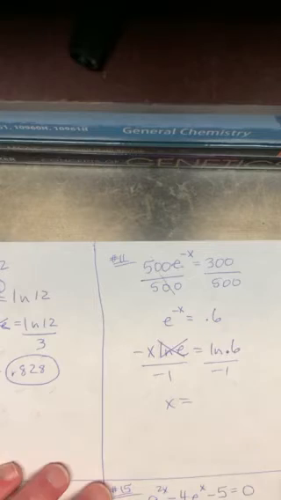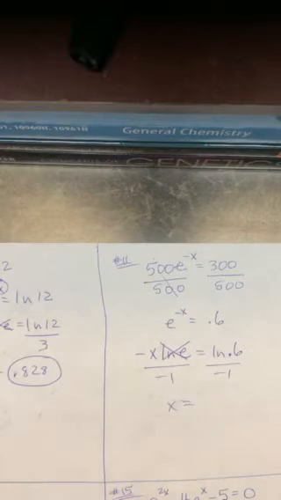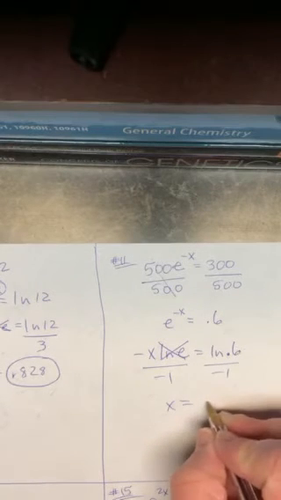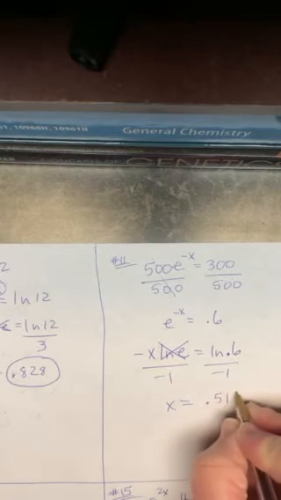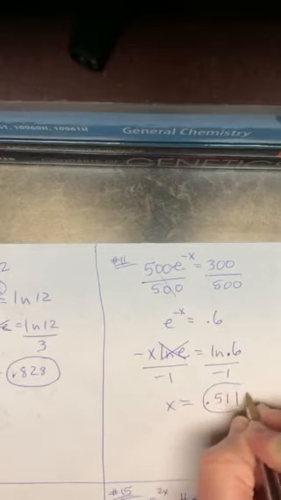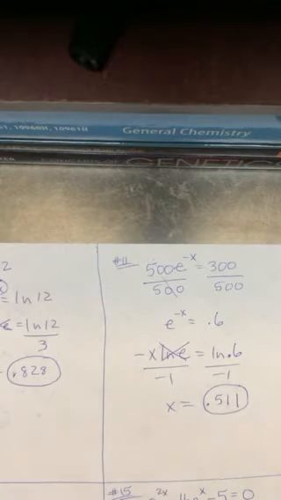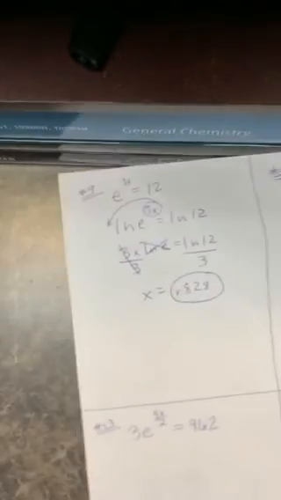And x would be, okay, again, I'm going to hit ln 0.6. I'm going to hit enter. And then divided by negative 1, I'm getting an answer of 0.511 when I round it. Make sure you're getting that on your calculator for the nearest 3 places. Okay, 2 to go. You're doing great.